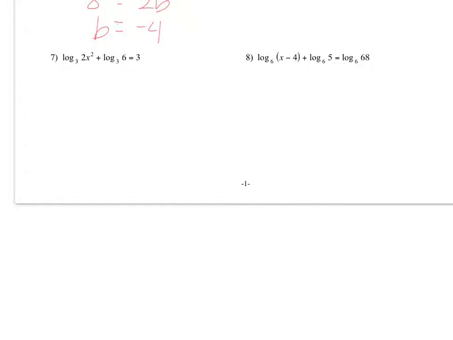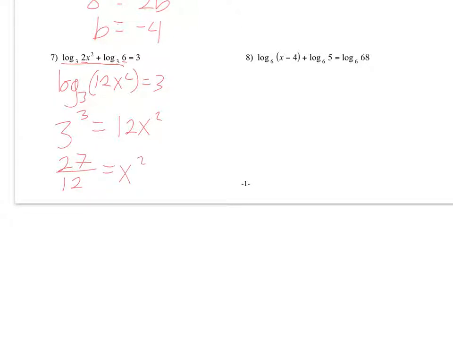For number 7, we've got to combine the logs on the left using properties of logs. If I'm adding, I'm going to be multiplying the stuff on the inside, so that's log base 3, 2x squared times positive 6 is going to be 12x squared, is equal to 3. I'm going to convert this to exponential, so 3 to the third is equal to 12x squared. Divide both sides by 12, and we get 27 over 12 is equal to x squared.